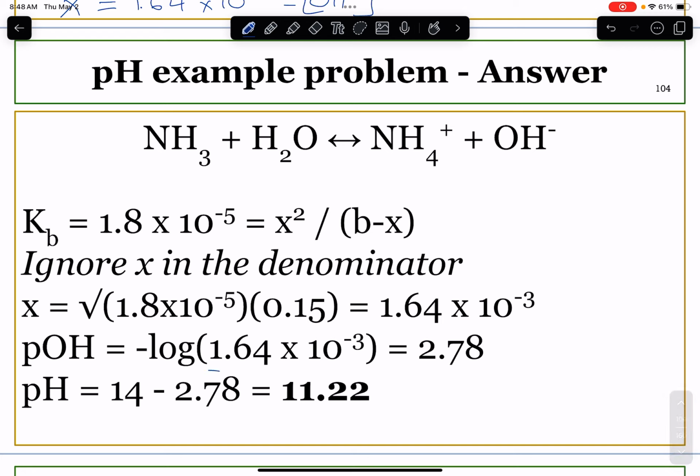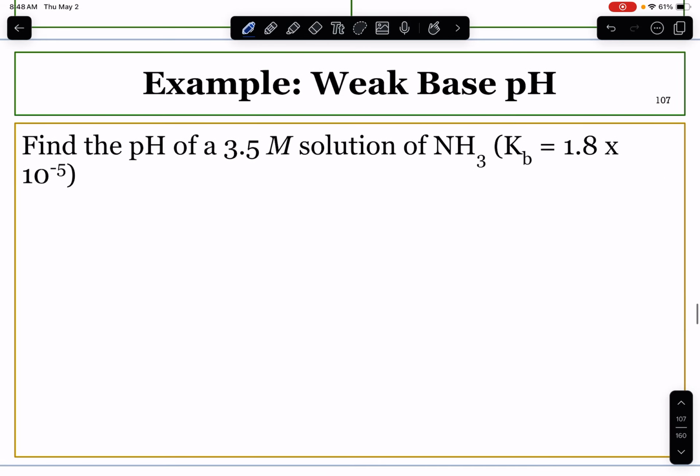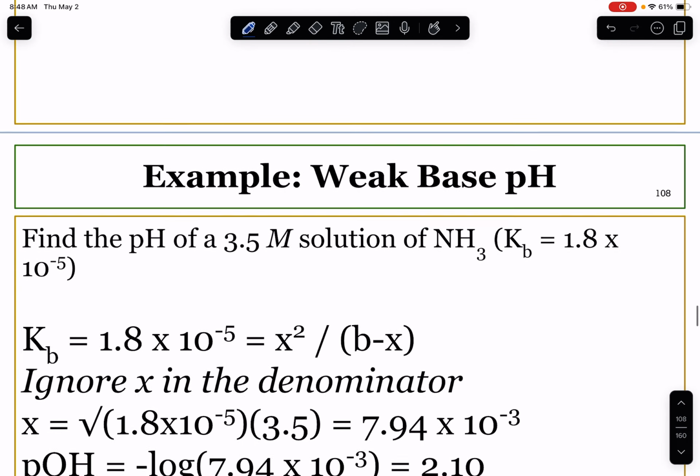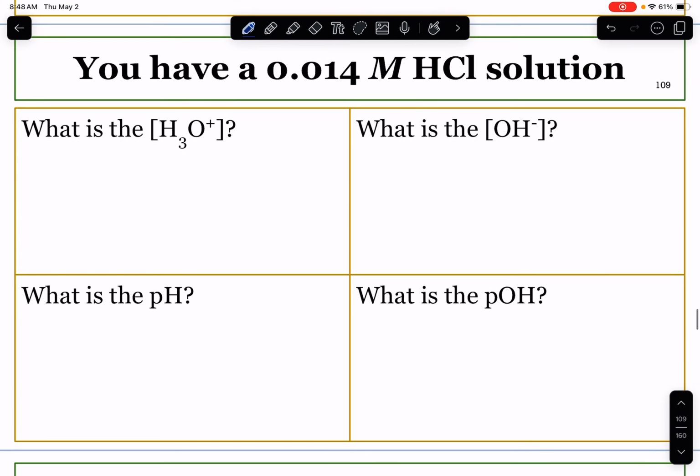So when we take the negative log of our X value, that's hydroxide, so this is pOH, and then we turn that into pH, and we get 11.22. All right, pause to see if you can solve this problem. Here is the answer. All right, let's do a few more review problems.